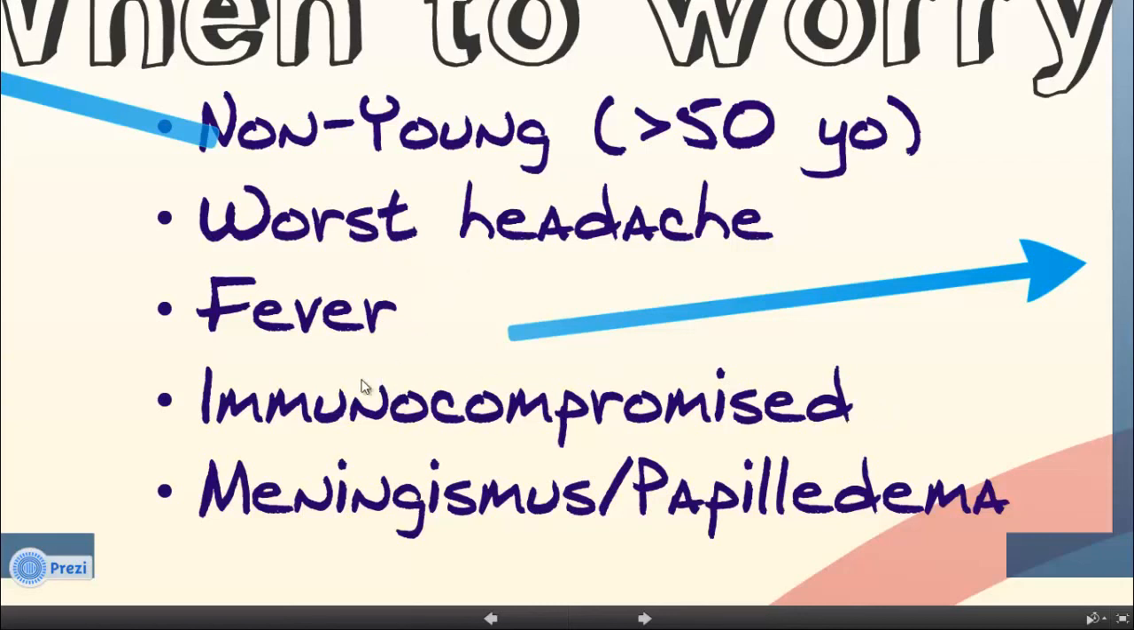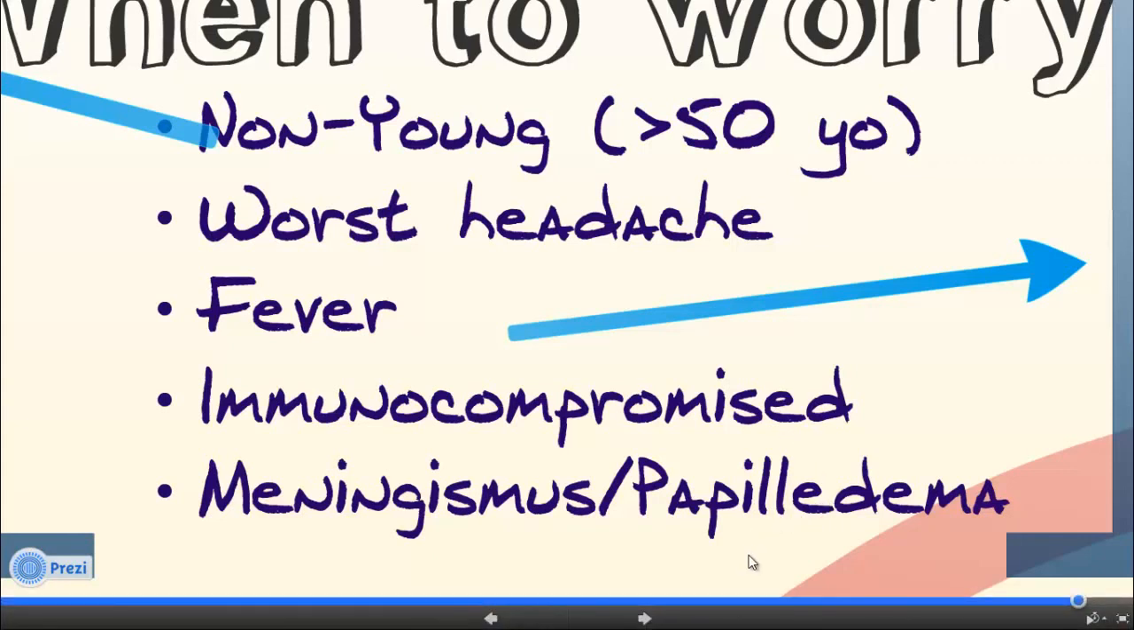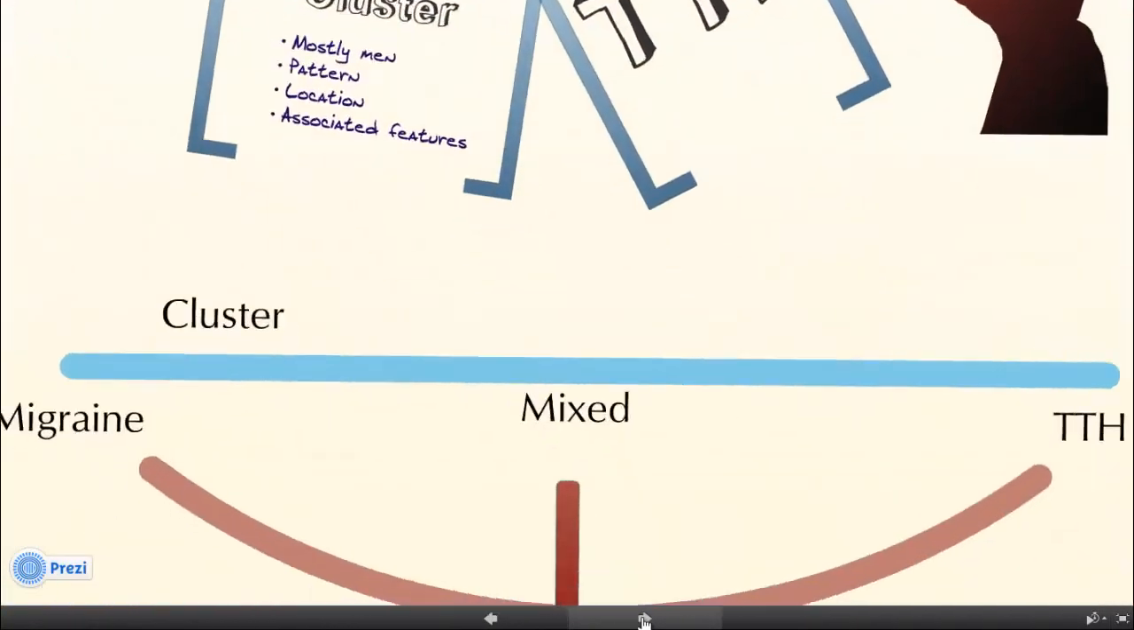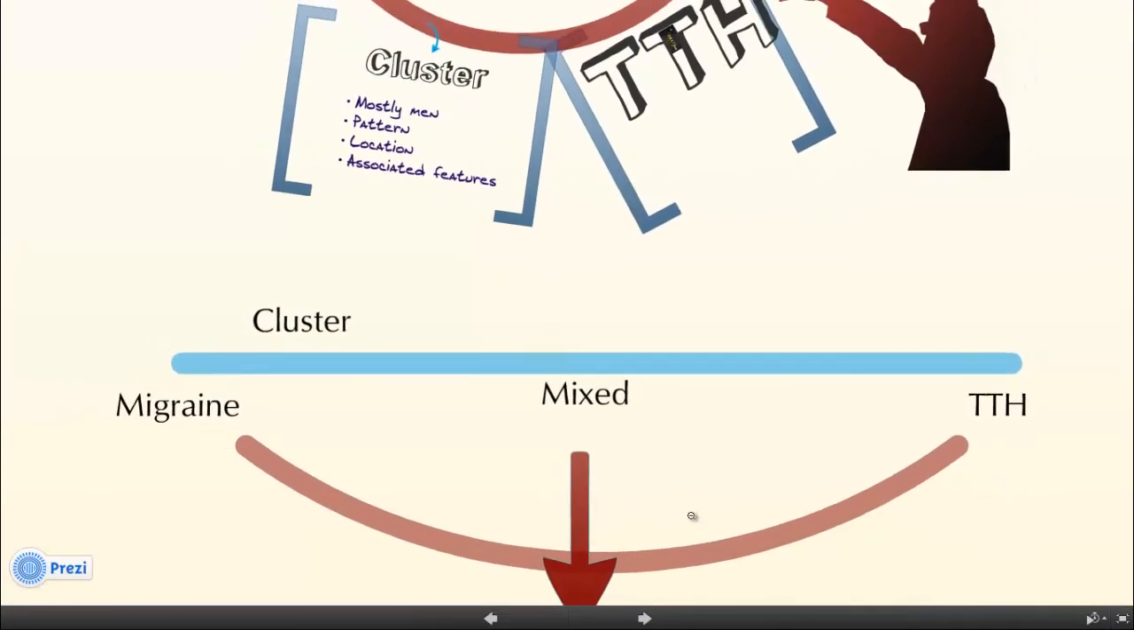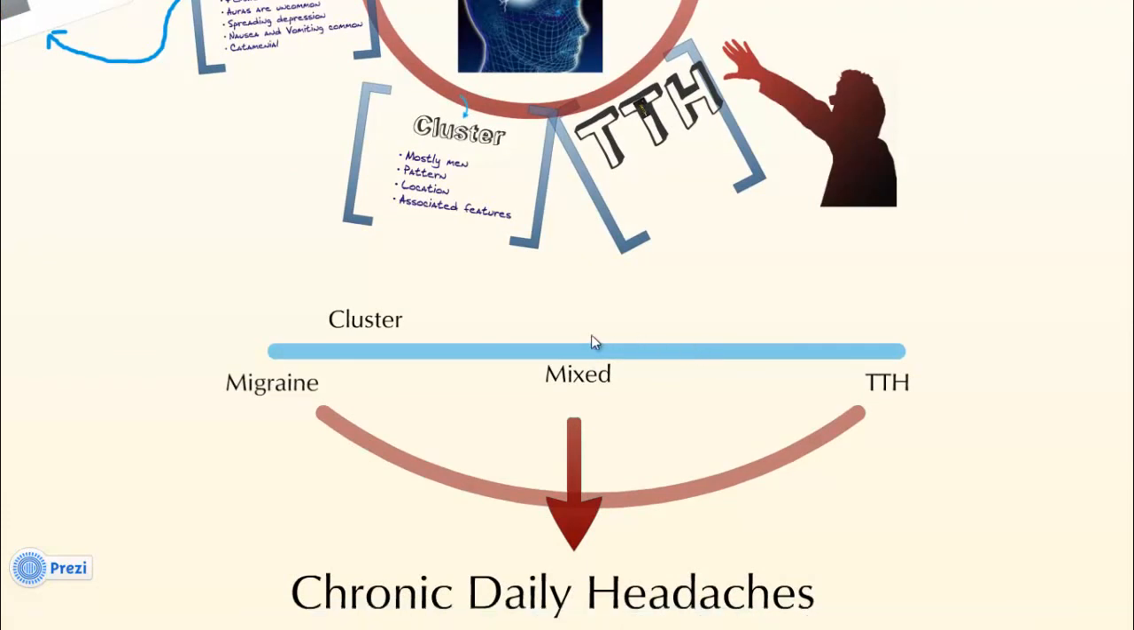Immunocompromised patients, of course, are going to be at increased risk for meningitis. And finally, if there are abnormalities on the neurological examination, such as meningismus, papilledema, or focal deficits, further testing and investigation is recommended. And finally, the primary headache syndromes can be considered to exist on this sort of continuum, with migraine with aura on one end and muscle contraction or tension type headaches on the other.